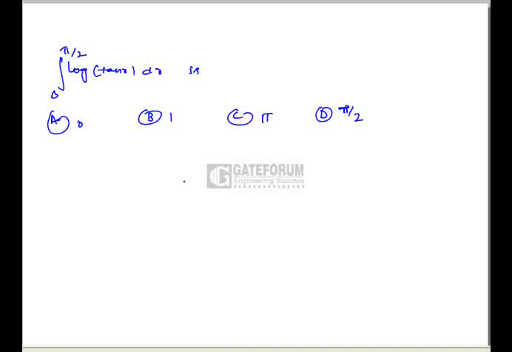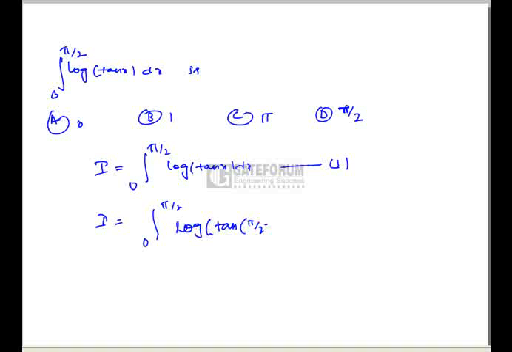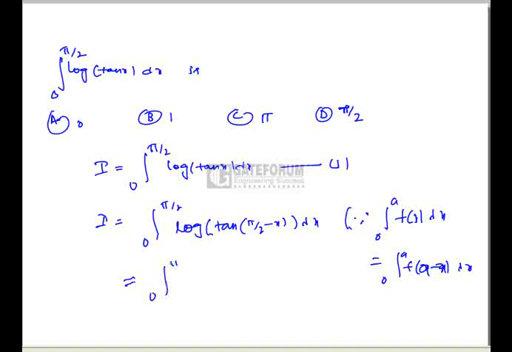Find the integral value of 0 to pi by 2 log of tan x dx. So let the given integral be some I, 0 to pi by 2 logarithm of tan x dx. Let it be equation 1. I is equal to integral 0 to pi by 2. You can write this as logarithm of tan of pi by 2 minus x dx, since integral 0 to a of f of x dx can be written as integral 0 to a of f of a minus x dx. Now this will be integral 0 to pi by 2 logarithm of tan of 90 minus theta, which is nothing but cot theta. So this will be log cot x dx. Let it be equation 2.